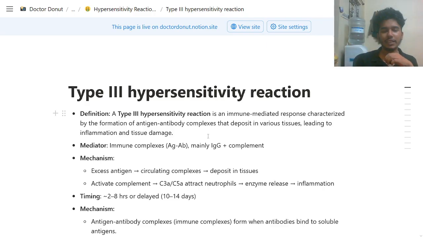Type 3 hypersensitivity, immune complex. See, I'm learning things too. No, it's actually on the screen. Type 3 is an immune-mediated response characterized by formation of antigen-antibody complexes that deposit in various tissues, leading to inflammation and tissue damage. So the mediators here are immune complexes, antigen, and mainly IgG plus complement.